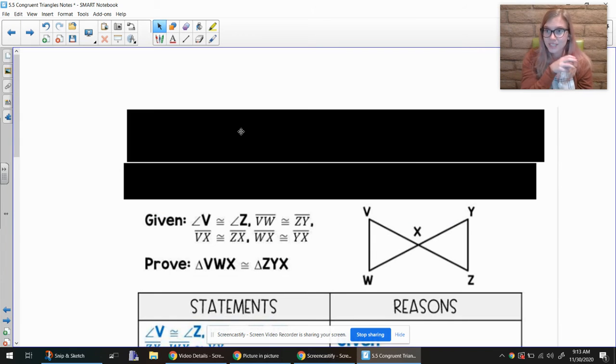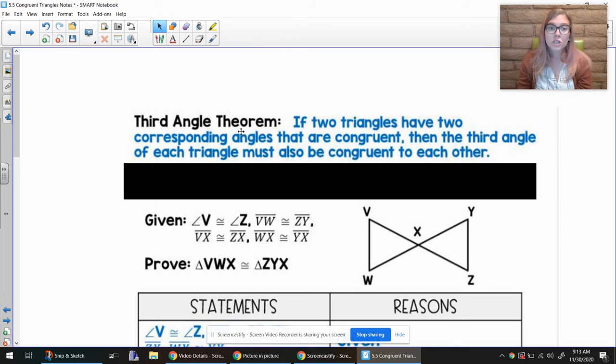We can then use this information to start proving that triangles and polygons are congruent. So there's something called the third angle theorem. We know that in a triangle, all three angles add up to 180 degrees. The third angle theorem says if two triangles have two corresponding angles that are congruent, so if two of the angles are the same, then the third angle must also be the same. That's because if I have two triangles and the angles always add up to 180 degrees, if two of the angles are the same, the third angle has to be the same because it has to be that third angle that will add to 180 degrees.